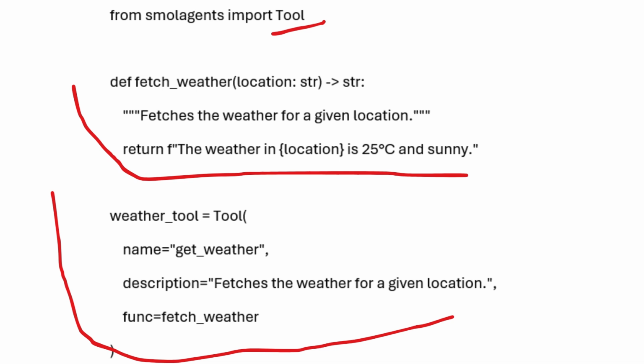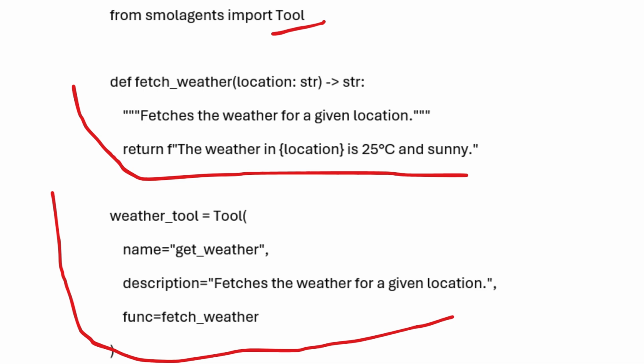How this works in an AI agent: let's say we have an AI assistant that needs to answer weather-related questions. A user asks, "What's the weather like in Tokyo?" The AI agent identifies that it needs weather data and calls our tool function, and the function runs and returns, "The weather in Tokyo is 25 degrees Celsius and sunny." And the AI sends this back to the user as a response.